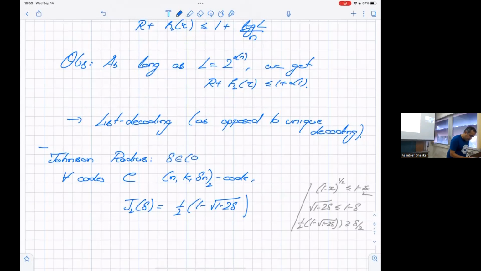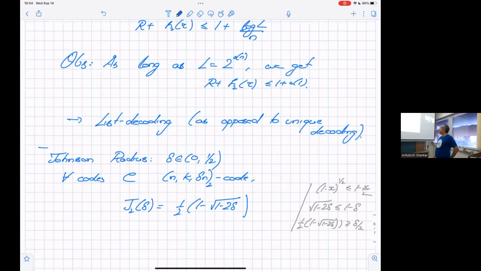Delta is up to half. There will be a corresponding q-ary version of it, where delta goes from 0 to 1 minus 1 over q, and this number will be well defined only if delta is less than 1 minus 1 over q. So for codes, delta is below the Plotkin bound. Why is the Plotkin bound coming into the picture now?